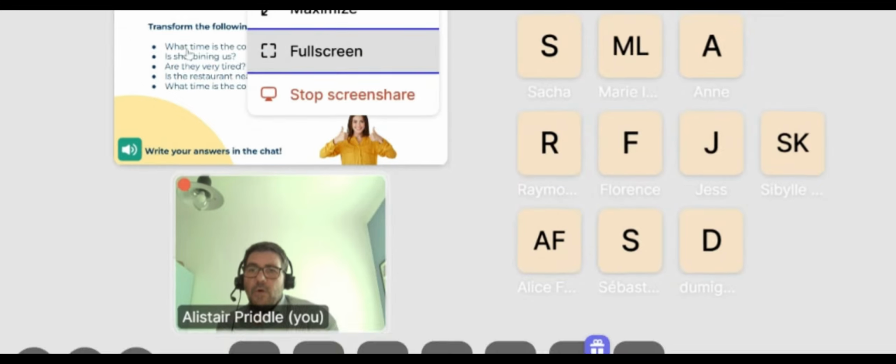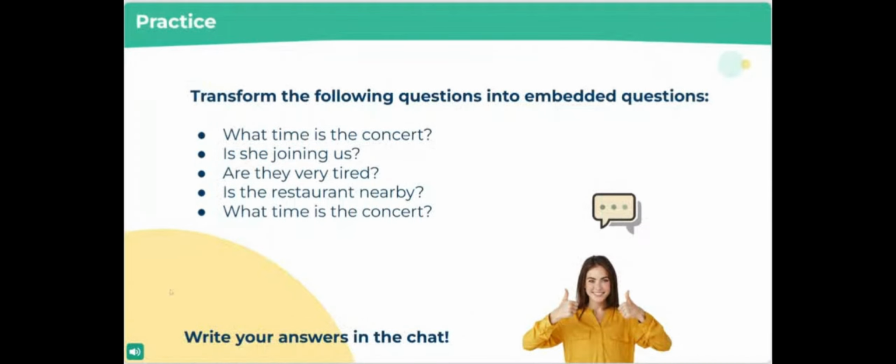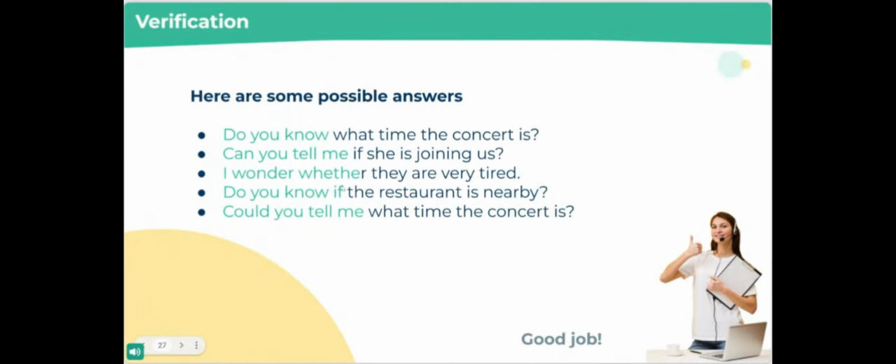Okay. Very well done. So here are some verified examples that we could use for some of those answers. Of course, there isn't just one answer that we could use, but let's have a look at the possible answers. Do you know what time the concert is? Can you tell me if she is joining us? I wonder whether they are very tired. Do you know if the restaurant is nearby? Could you tell me what time the concert is?